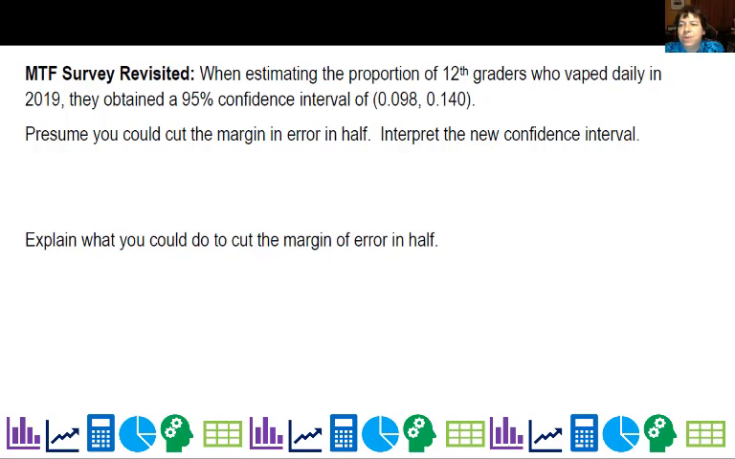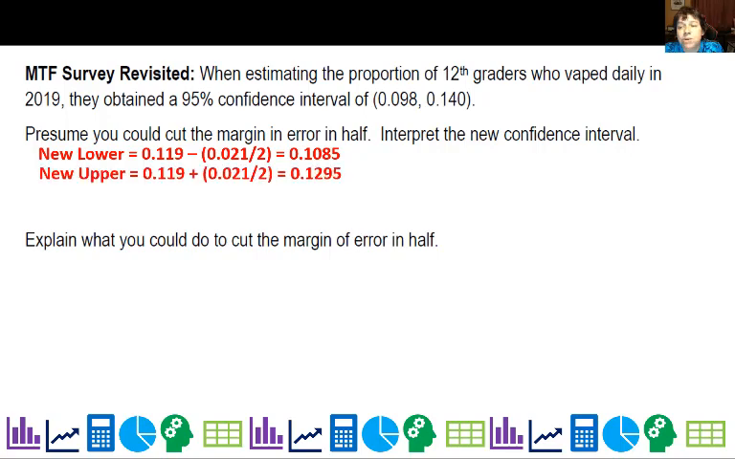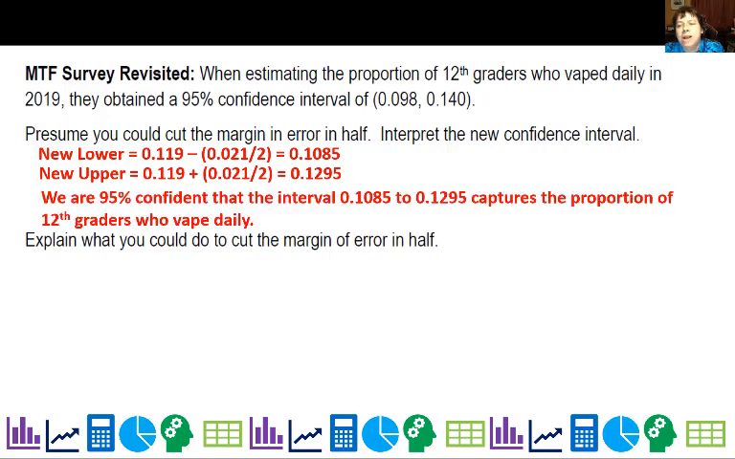So we're going to revisit our survey one more time and presume you could cut the margin of error in half. So what would the new confidence interval be? Well, my old margin of error was 0.021. So for my new limits, I'm just going to subtract from my point estimate. There's no reason to think it'll be any different than the point estimate for the center. I'll just subtract half as much and also add half as much. So if I kept somehow the 95% confidence level, I would say we are 95% confident that the interval 0.1085 to 0.1295 captures the proportion of 12th graders who vape daily.